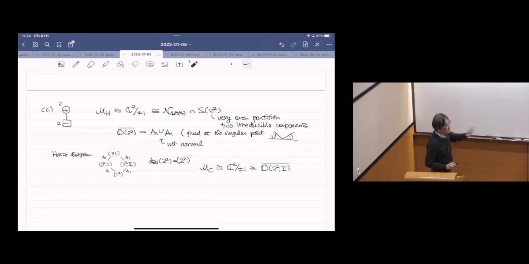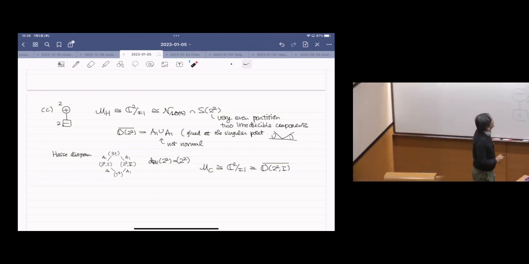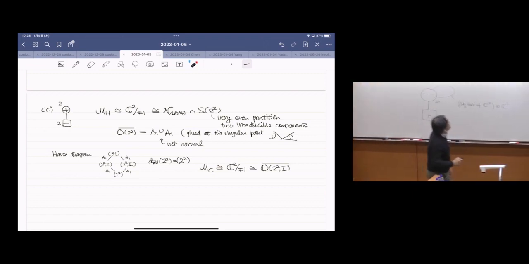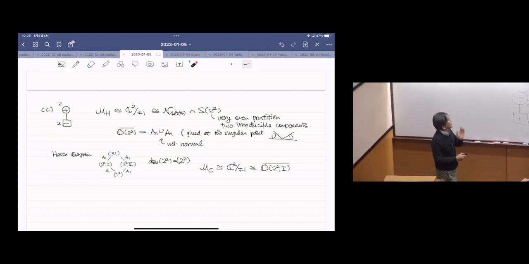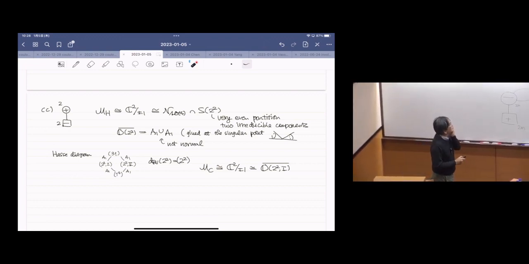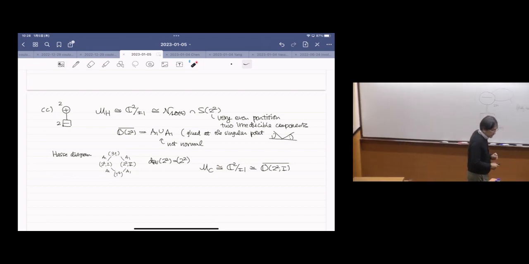Instead, you get one of the irreducible components, which I think is interesting. As I said, the Coulomb branch is always normal. So this is not a normal variety, so you cannot get this. But somehow, miraculously, the Coulomb branch picks up one of the irreducible components.